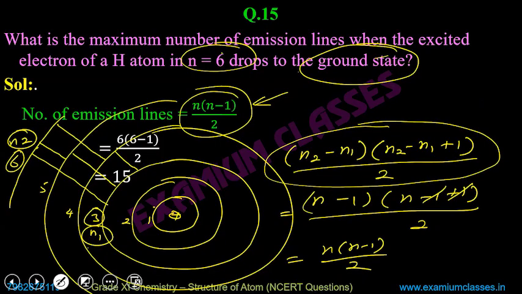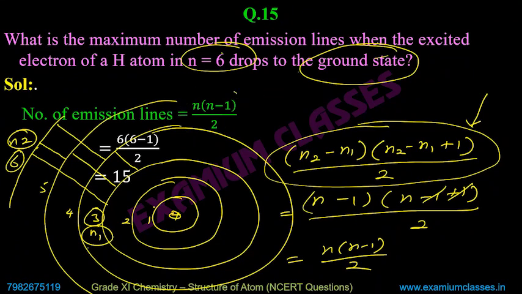Another tricky way: suppose you forget this formula and the question is an objective type, fill in the blanks, or integer type question. You can still use this formula, just with the respective values. If it is 6 to 3, it is just similar to a transition from 4 to 1. How? Because you subtract 2 from here and 2 from here, the number of transition lines will be the same.